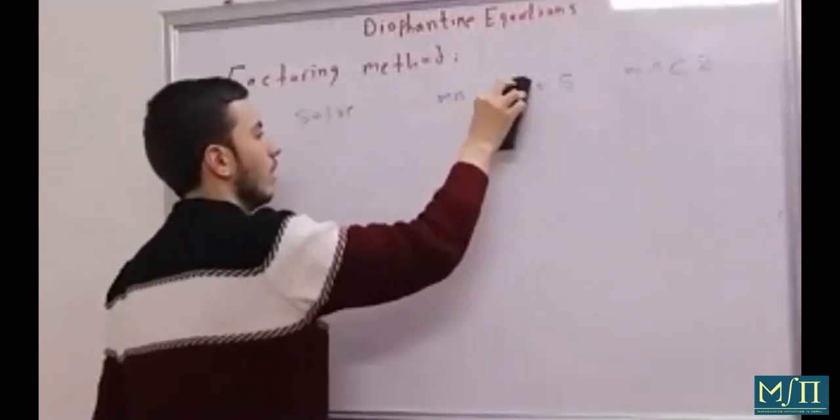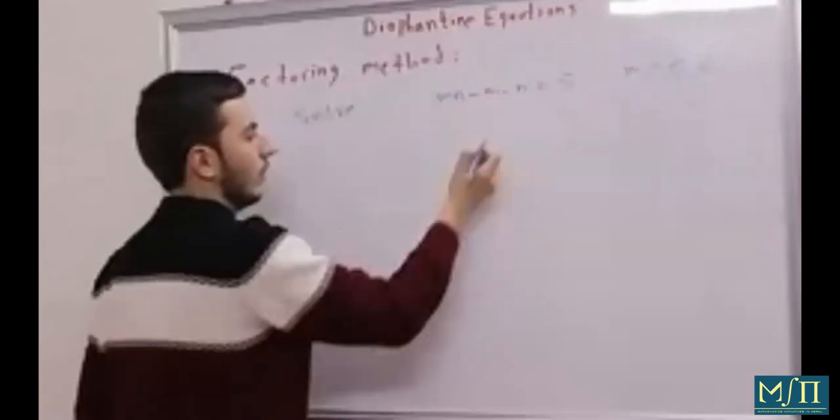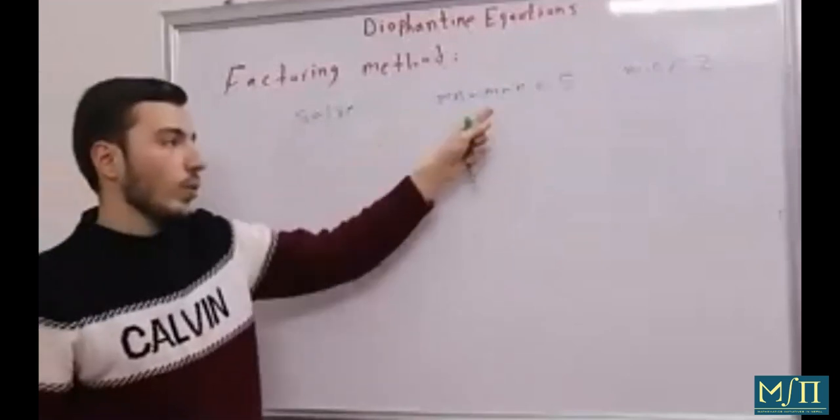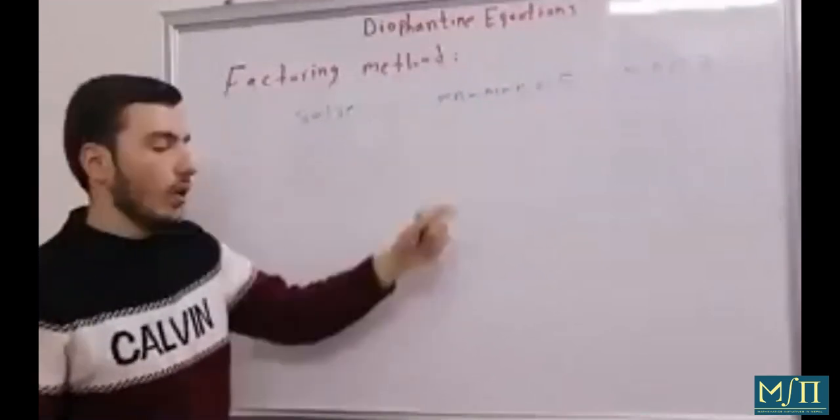Let's take the case where here we have negative. How can we factorize this now? We have -m equals 5. Well, the idea is the same.